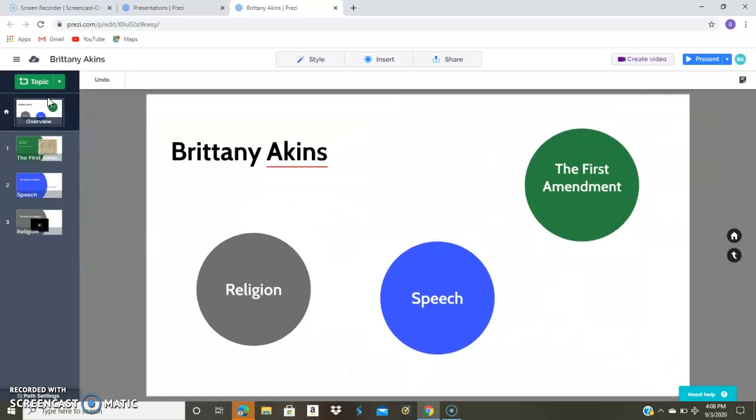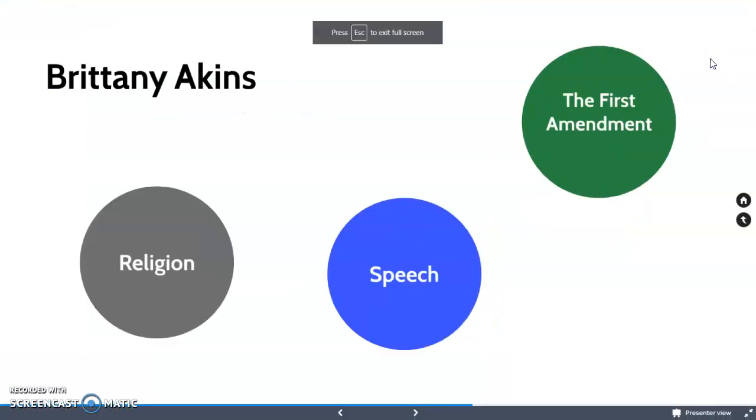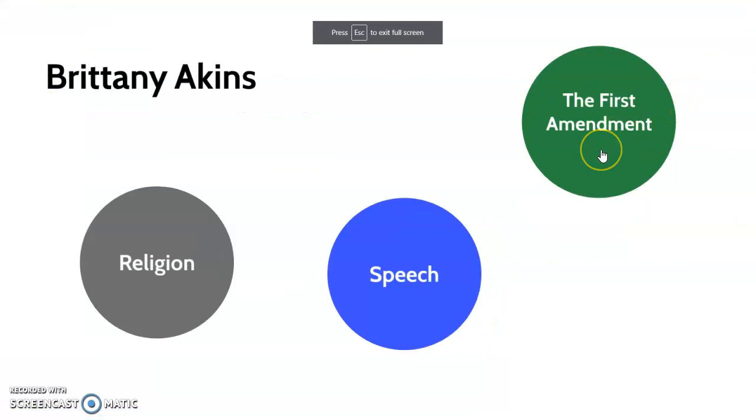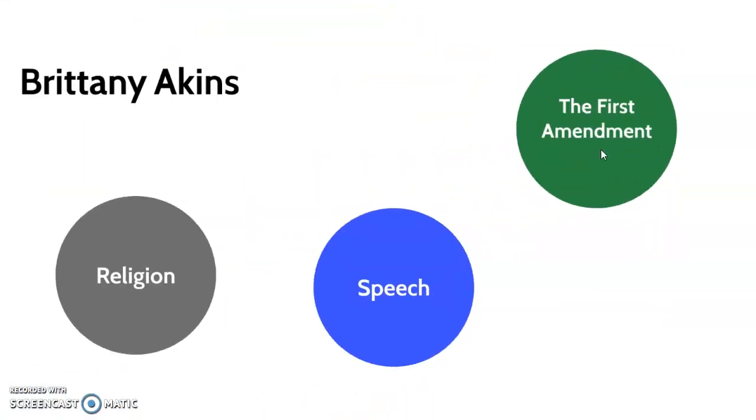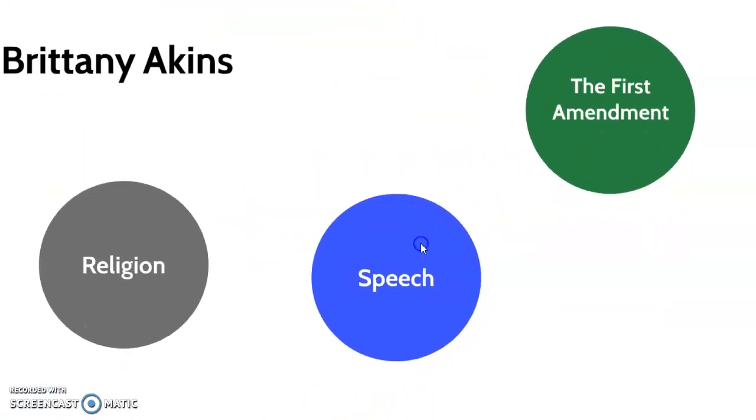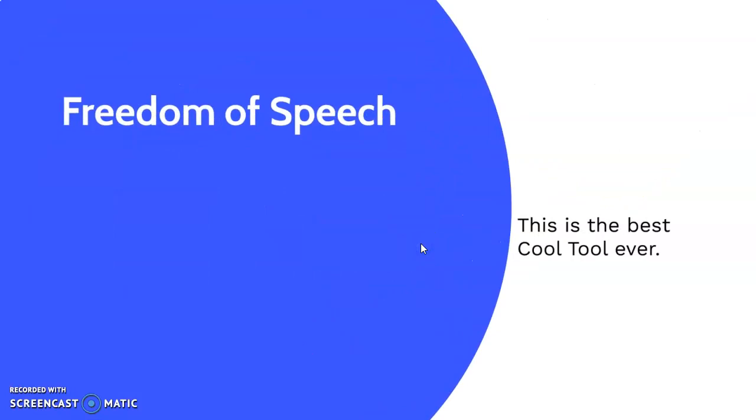So I'm going to go back to the overview. I say, okay, I like the way this looks. So let's see what it looks like if I'm going to present it. So I'm going to go to present. Okay, now I'm just going to click on my First Amendment just to make sure that you can see the picture that I've added. I'm going to go to the speech just to see the animations.